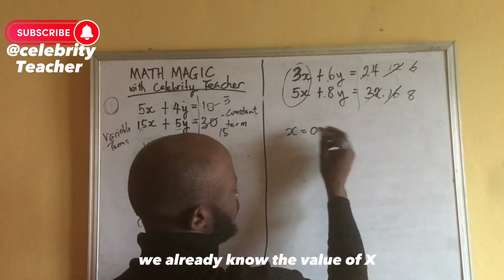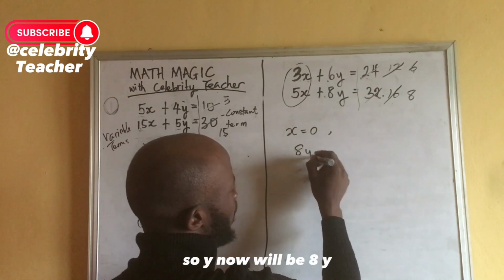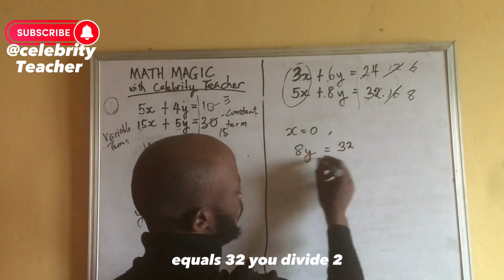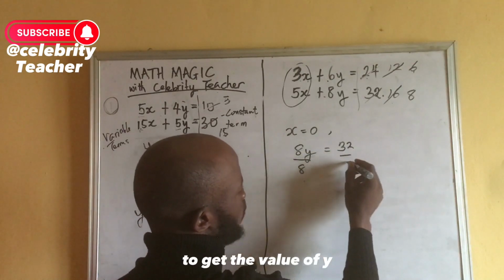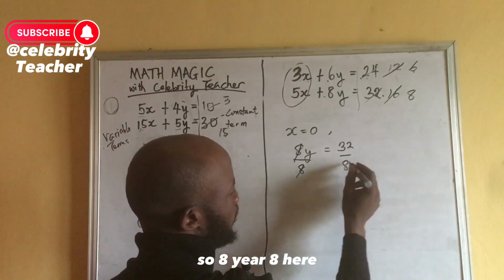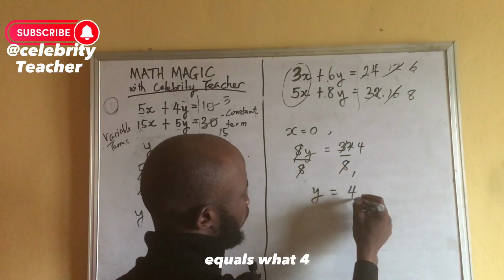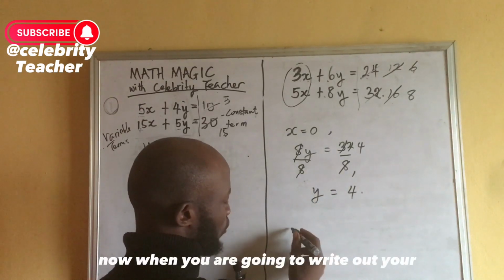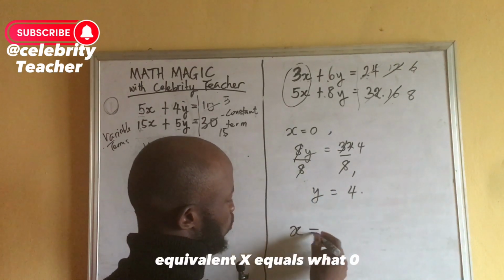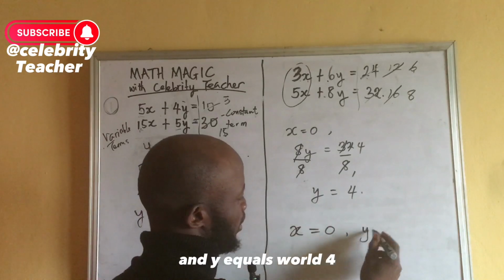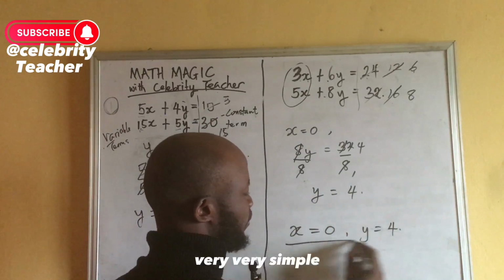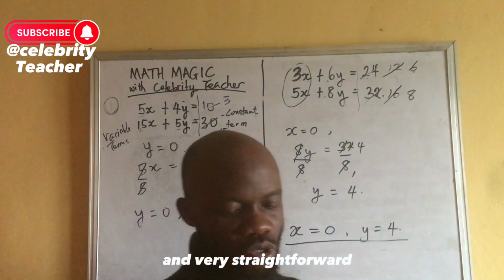We already know the value of x, so now we have 8y equals 32. You divide through to get the value of y. So 8 divided by 8 is 1, 32 divided by 8 is 4. Therefore y equals 4. Now when you are going to write out your answer, x equals 0 and y equals 4. Very, very simple and very straightforward.